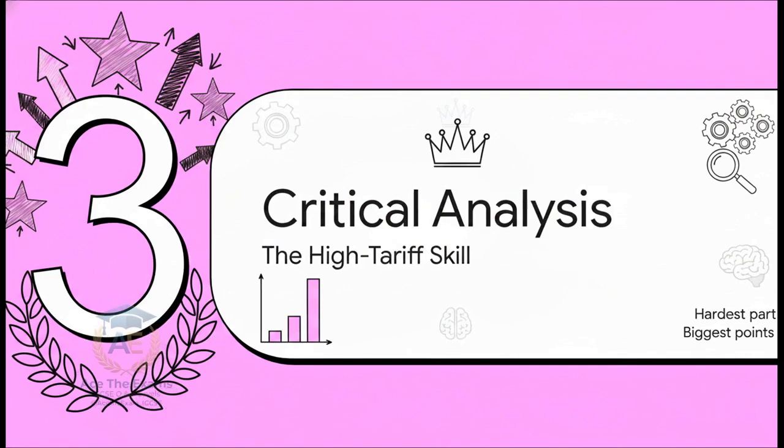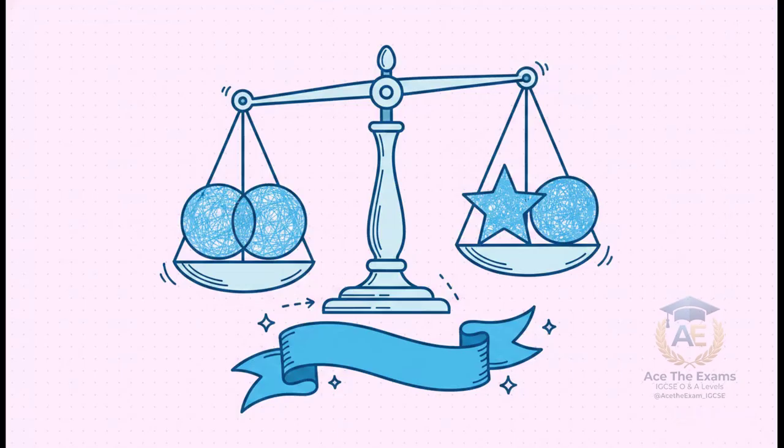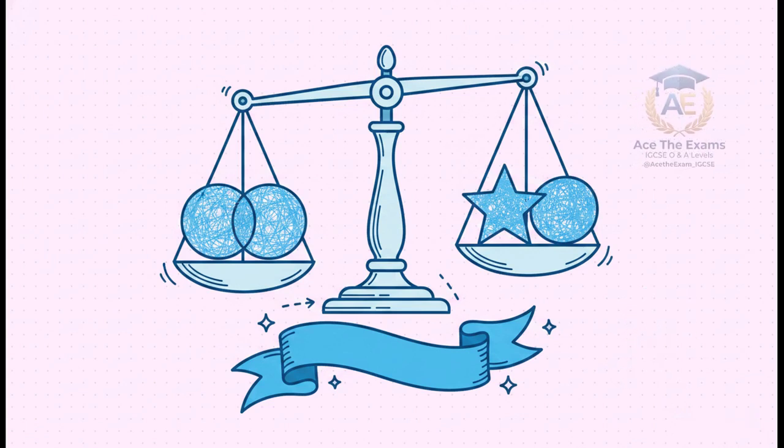Now let's shift gears to Section 3, Mastering Critical Analysis. We call this the high tariff skill because this is the absolute hardest part of the exam, and it's exactly where the biggest points are won or lost. When examiners ask you for comparative analysis, they are demanding that you identify both similarities and differences. You cannot just lean entirely on one or the other. And honestly, it's not enough to just list them out like bullet points. They have to be stitched together with comparative connectives supported by hard evidence from the scenario, and they need to lead to strong conclusions about their relative importance.